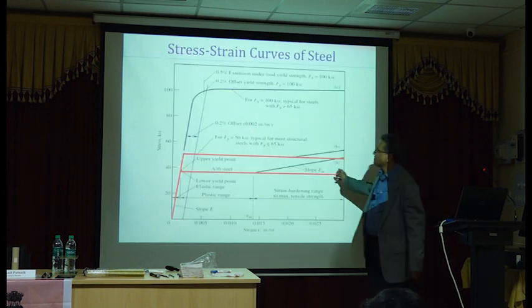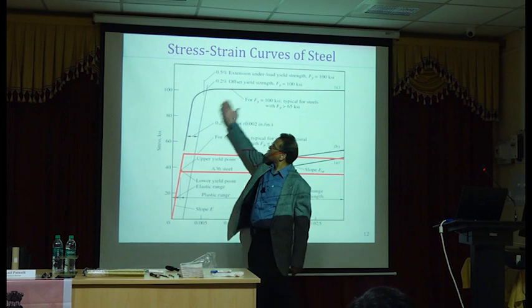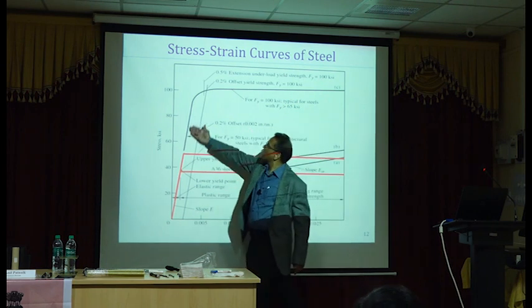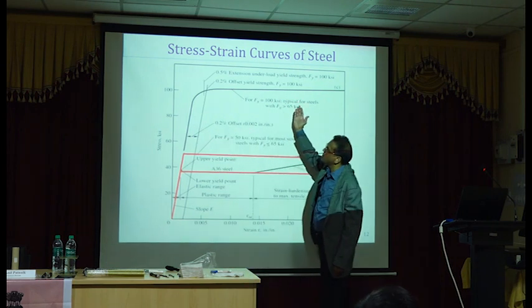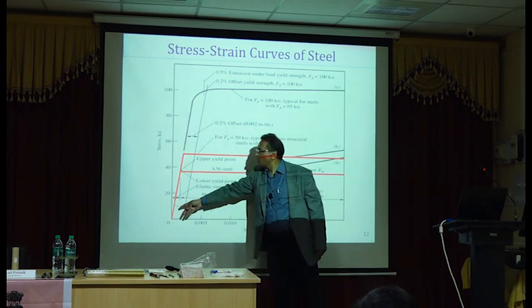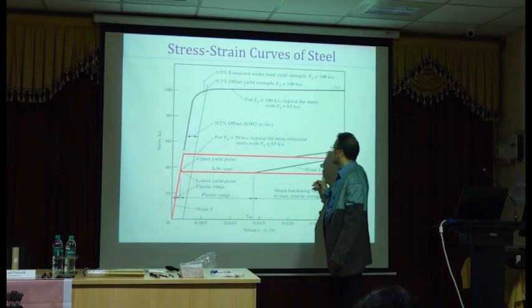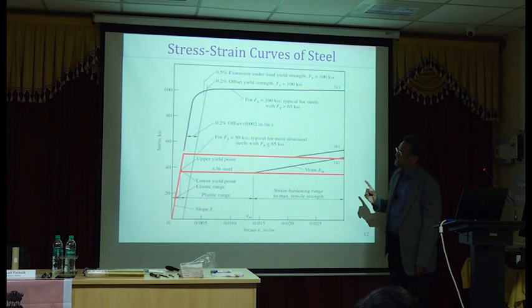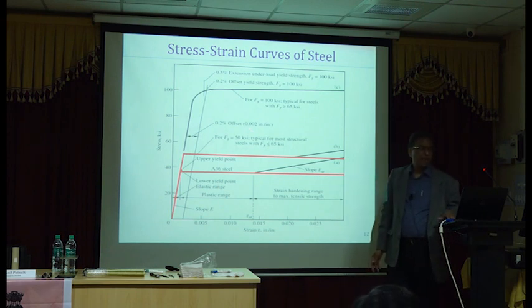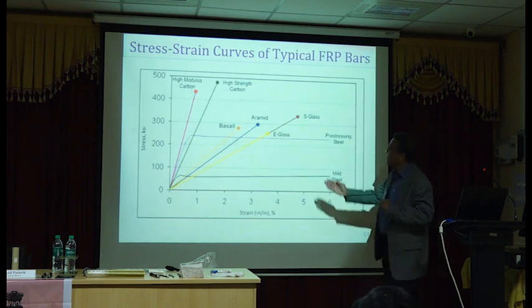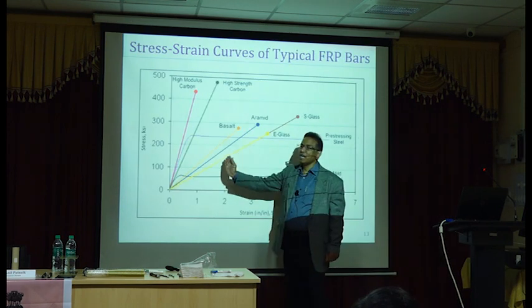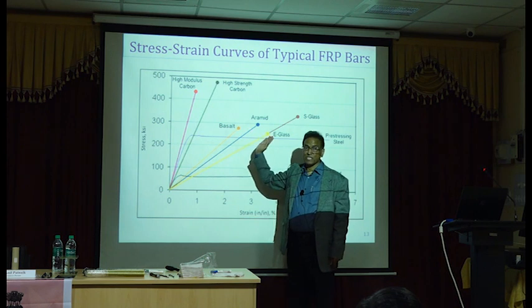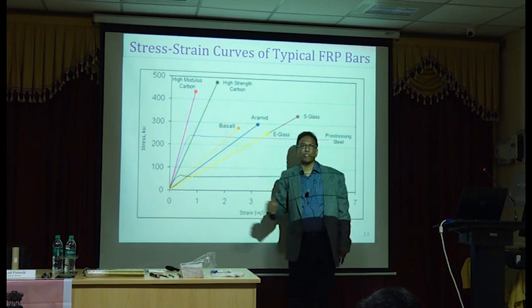For steel we have stress strain curves. Depending on the type of steel you are using, you may have this kind of nonlinear relationship, or you may have mostly bilinear relationship. So generally bilinear relationship is adequate for most analysis, and for FRP you will have a perfectly linear relationship. It becomes very simple if you are using FRP, right?